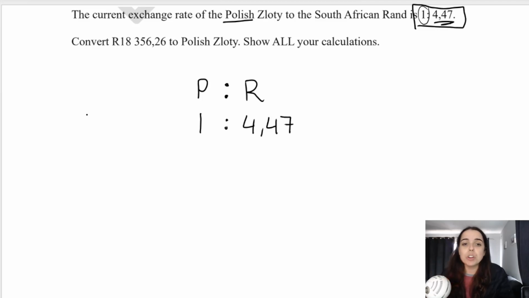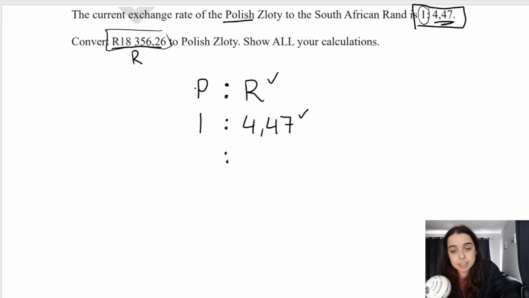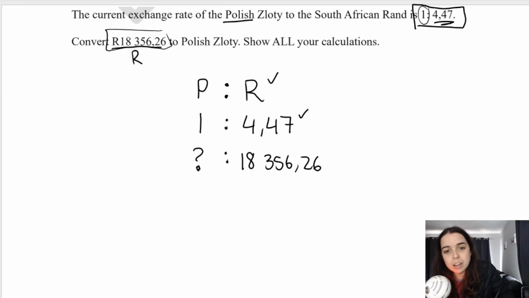Then they want me to convert this amount of money, which is in rands, to the Polish currency. So I write my exchange rate, which I've done like that. Then I'm given an amount in rands, so I write that amount under R because they gave it to me in rands: 18,356.26. And I put a question mark over here because I want to know how much of the Polish currency that is equal to.